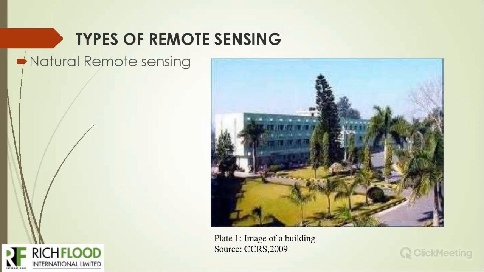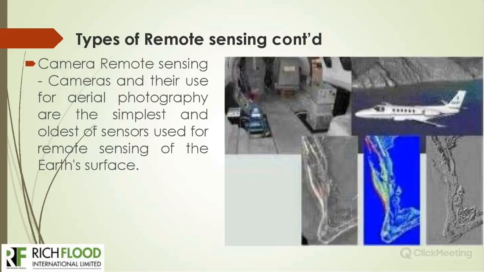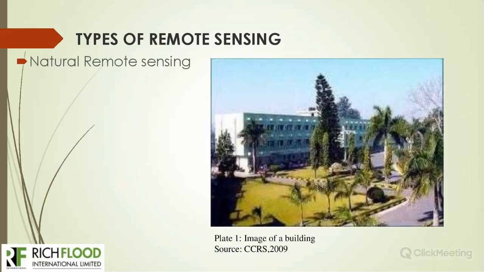And your spaceborne, whereby you have satellite imagery, satellite systems that are placed in the Earth orbit, and information is received from the satellite at different base stations and processed to extract information from it. So in terms of the types of remote sensing, we have the natural remote sensing, we have the camera remote sensing, and we have the satellite remote sensing.